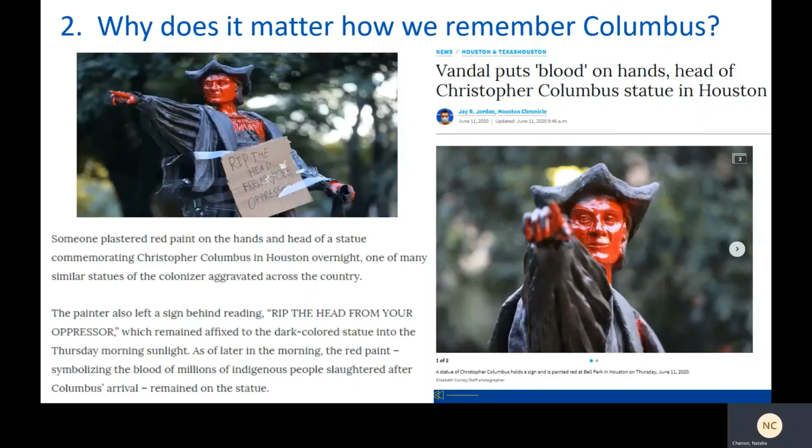Section 2. Why does it matter how we remember Columbus? For the record, I'm recording this video in January of 2021. It has not yet been a year since multiple protests in the United States and worldwide, specifically over this issue, erupted. So back to Howard Zinn's book.